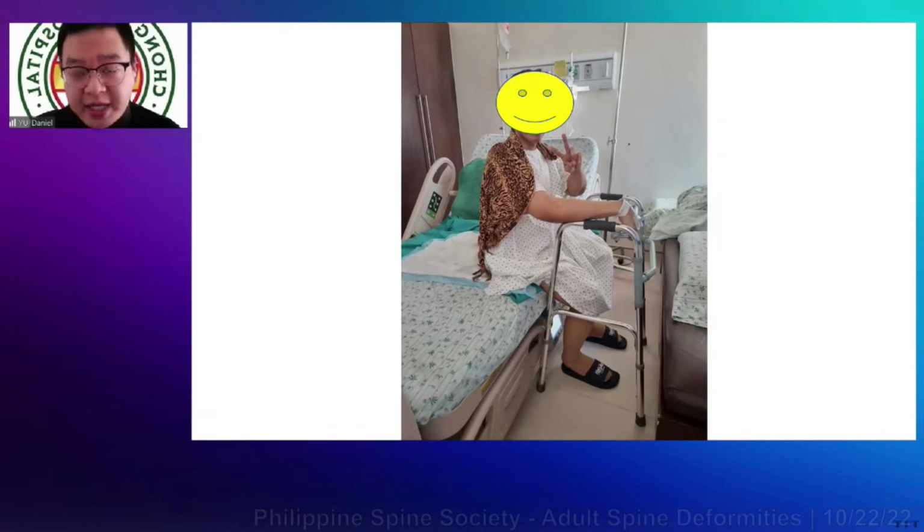So preoperatively, the patient was not able to sit upright independently without backrest due to pain. But postoperatively, the patient was able to tolerate sitting without back support, pain-free.